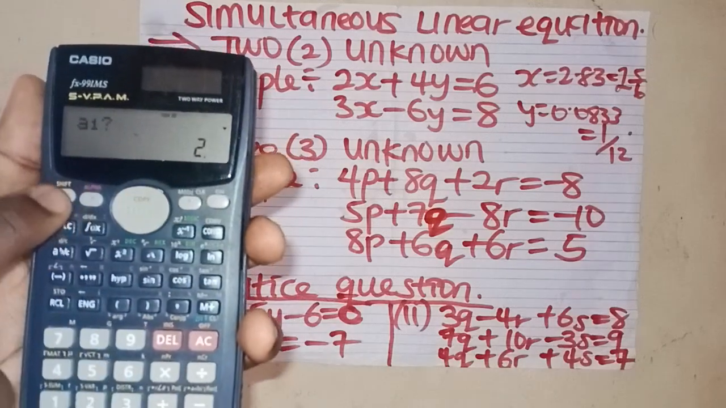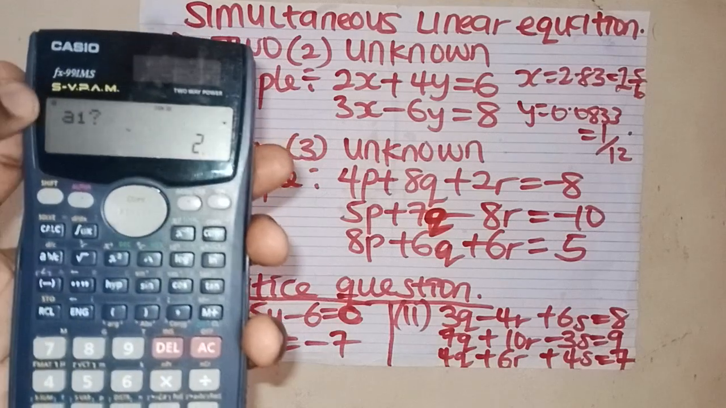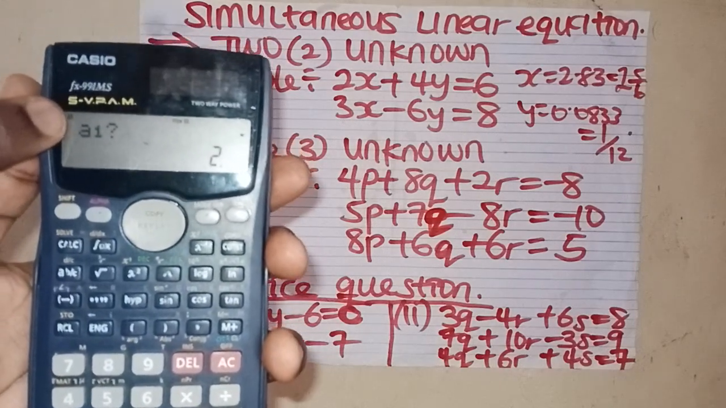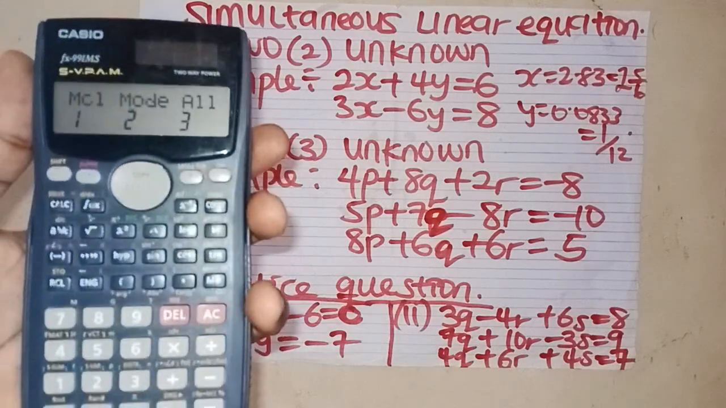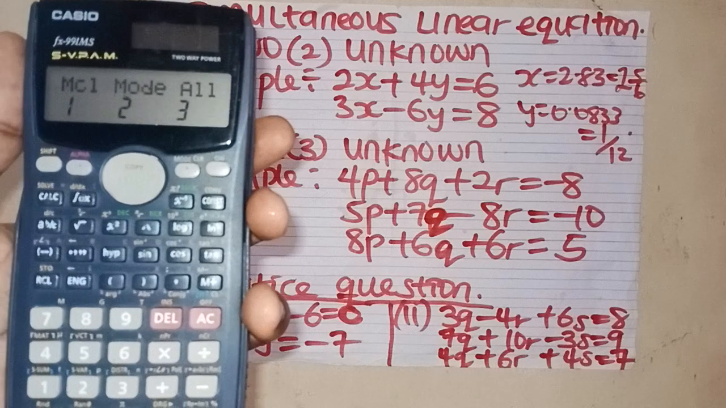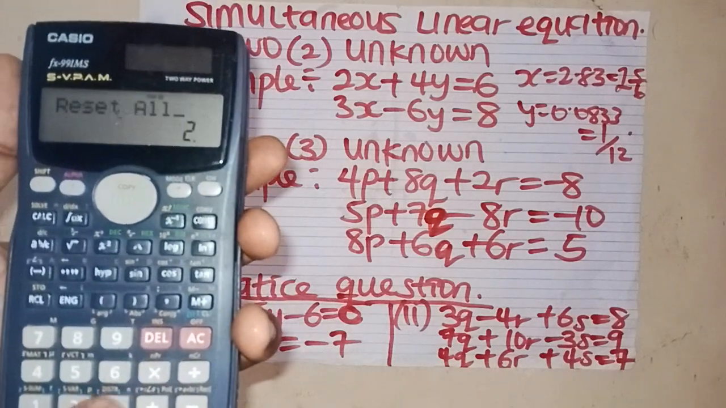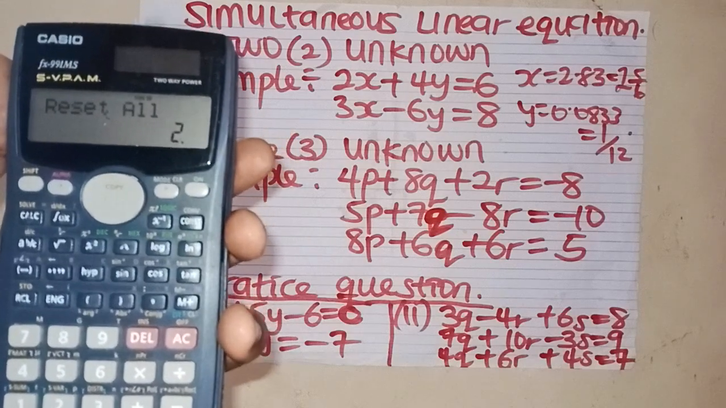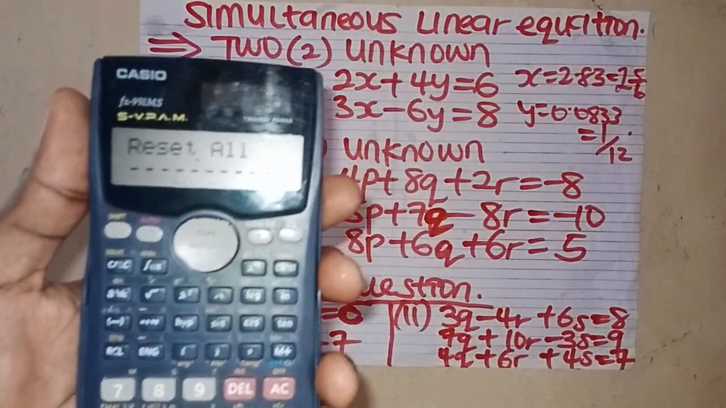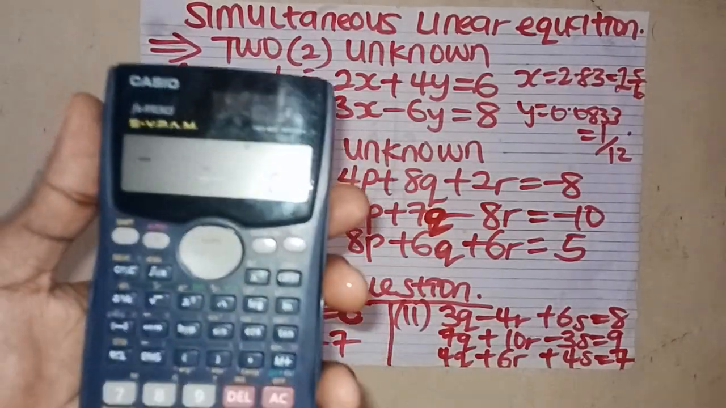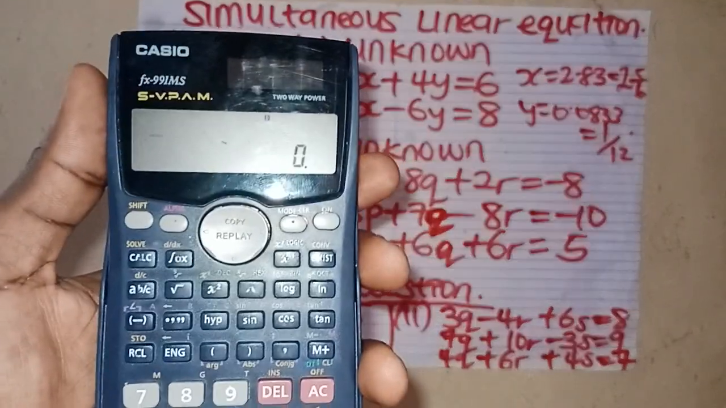Sorry, the shift is not reflecting. Let me press it again. Yes, I already pressed my shift. It shows one small sign on top of this place. Then I'll press my mode. Once I press my mode, you can see MCL, MOD, and All. I want to reset all. Then I'll press 3. It asks me, should I reset all? And I'll press equal to. So it's resetting all. Then everything is back. The calculator is now back to normal.